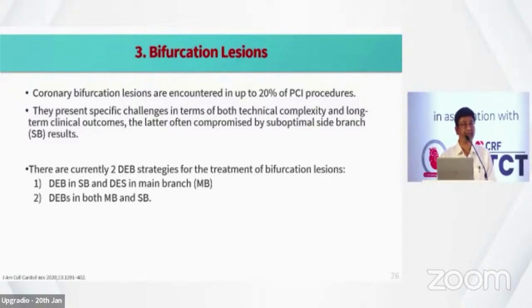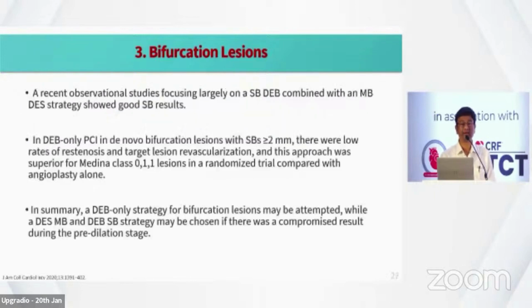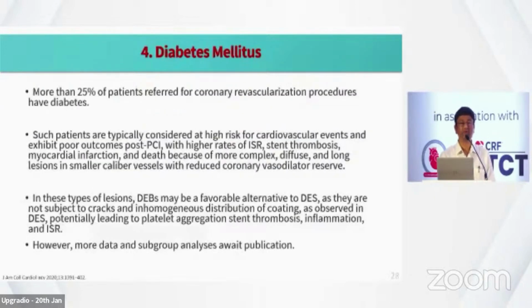So side branch DEB versus both DEBs, that is also one of the things to be considered, particularly for the bifurcation lesion. So that thing is also going on.